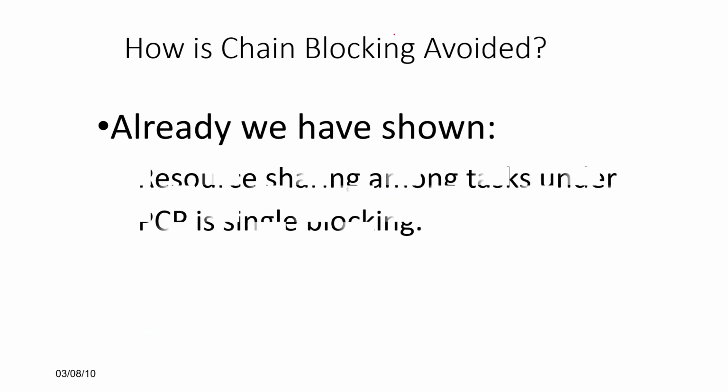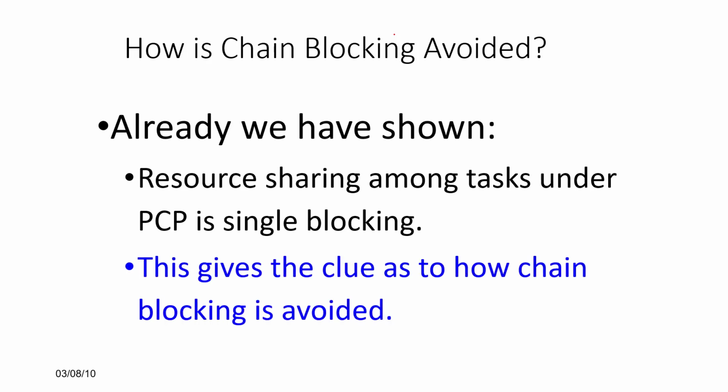How is chain blocking avoided? Given the fact that resource sharing under PCP is single blocking, chain blocking will be avoided like this. Tasks are single blocking, so they block only once, they don't block multiple times. That is why, because they don't block multiple times, we will not have chain blocking, by definition. So this finishes this lecture on the priority ceiling protocol, its important properties and its proofs. In the next lecture, we will discuss more examples and look more into the priority ceiling protocol.